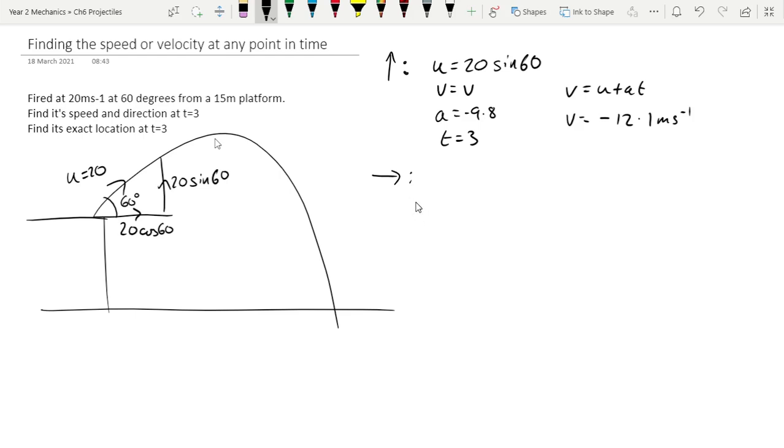Horizontally, remember there's no acceleration horizontally. It just stays at a constant speed. So horizontally, its velocity is still 20 cos 60. Okay, or if we write that as a decimal, 10.